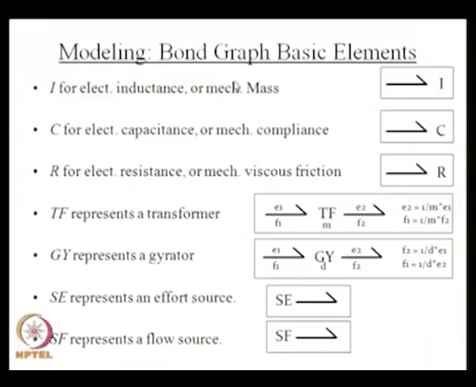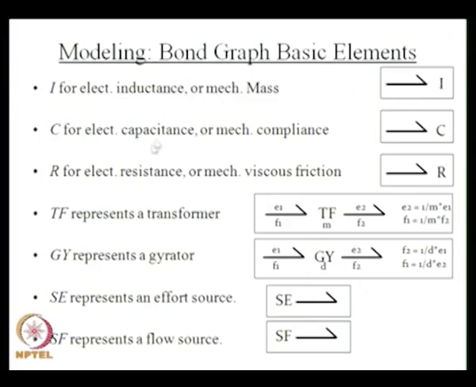Now there are some basic elements in Bondgraph modeling. These are the most basic building blocks for making the Bondgraph. The first element is the inductance or I. The I element represents the electrical inductance or mechanical mass or inertia. So any electrical inductance, mass or inertia can be represented by an element I. That is shown in the diagram here. So this is the representation of an I element. You have this I and then a bond representing the I element.